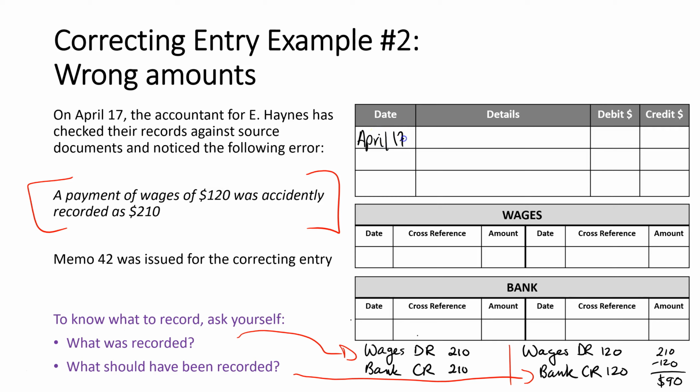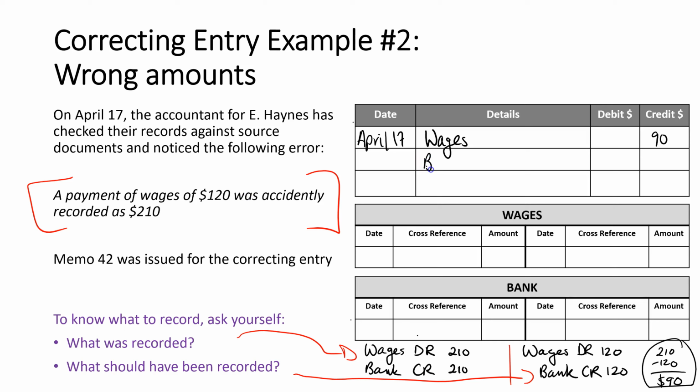So on April 17, wages, because I need to reduce the amount of wages expense in my records, that means that I'm going to need to credit it. But I'm not going to credit it the whole amount of $210 and then put a debit of $120. I'm just going to fix up the difference. So I'm going to do a credit of just $90. So that $90 represents the difference between the two transactions, what was recorded and what should have been recorded.